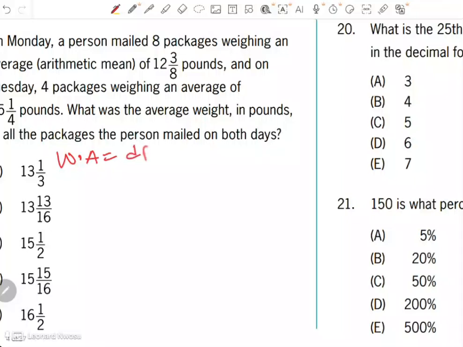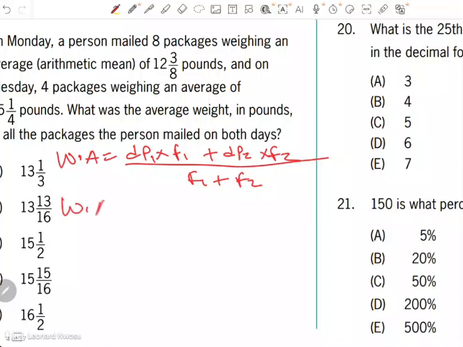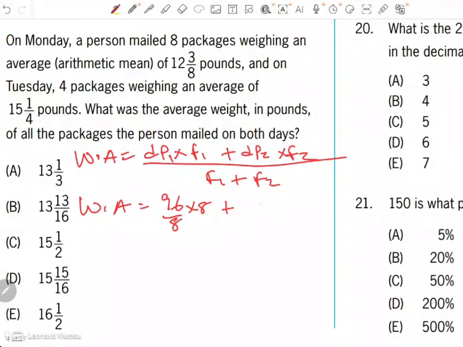So this is the data point times frequency of data point 1 plus data point 2 times the frequency of data point 2, divided by F1 plus F2. If we have to do that, the first data point will be 12 times 8 plus 3. That is 96 over 8 times 8, plus 5 times 15 is 60 plus 1, 61 over 4 times 4, divided by 8 plus 4. This will cancel, this will cancel.